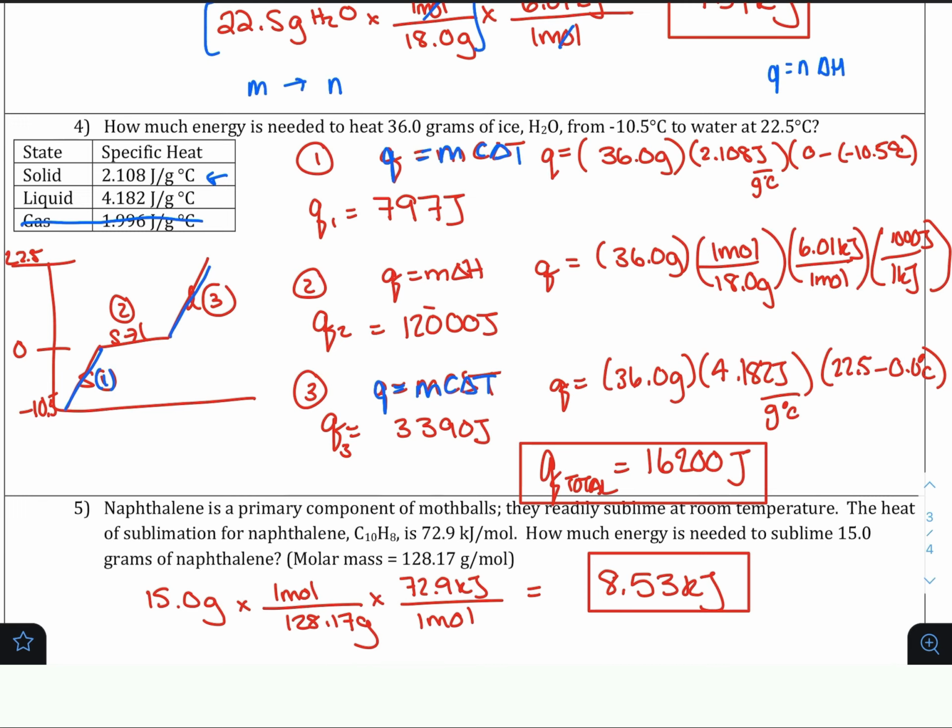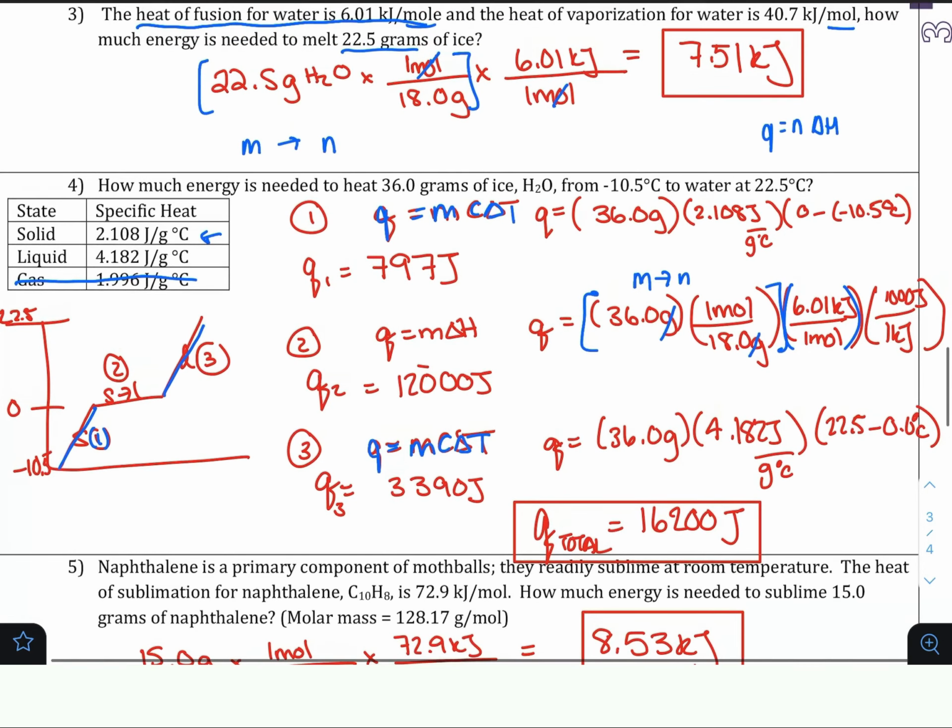The second part, Q equals M delta H, all right? In this one, we do need to convert to moles. So that's that first part, going from m to n. So now we're in moles, okay? And then normally we would just have this value right there, our 6.01 kilojoules per mole. And where did that number come from? Up above. Okay, that is right here, the heat of fusion for water.